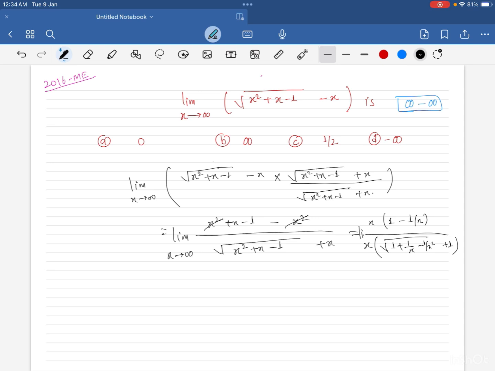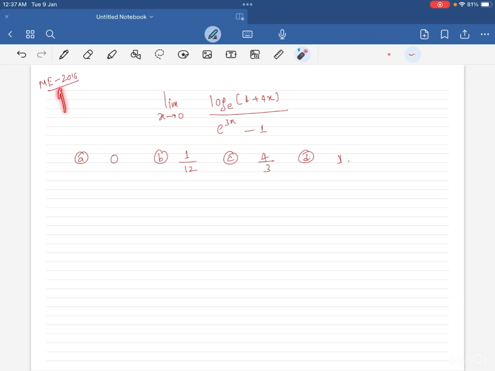Now you can put the limit, x tends to infinity. Now this x will get cancelled. Overall you will get 1 divided by 2, right? This will go to 0, this will go to 0, and root over of 1 plus 1 is 2. So 1 divided by 2.